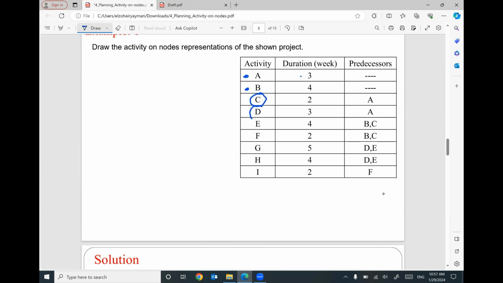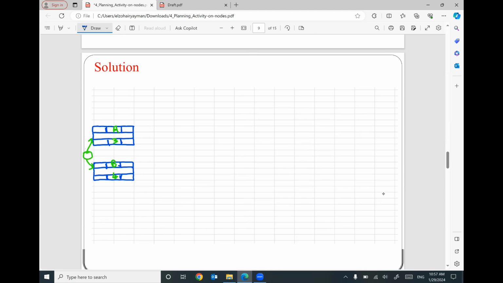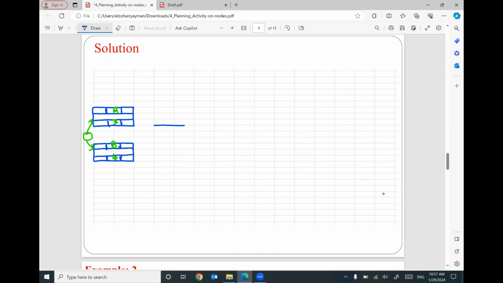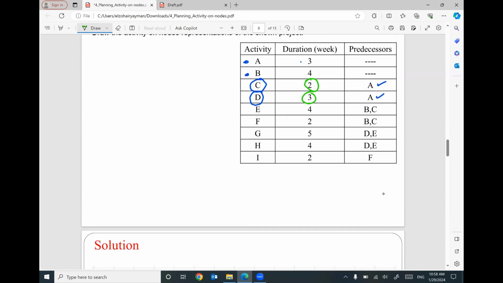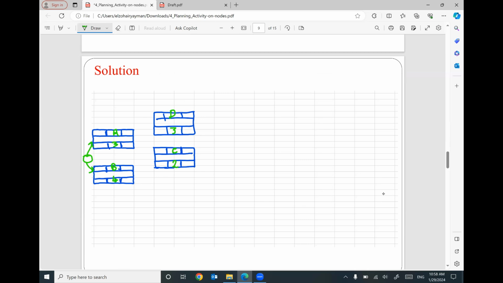C and D have predecessor A. So I will construct activity C, and this is C, and activity D. I will label this one as C with a duration 2 and D with a duration 3. Just to make sure, C is 2 and D is 3. Both of them, C and D, have predecessor A. So I cannot start C or D until you finish A.